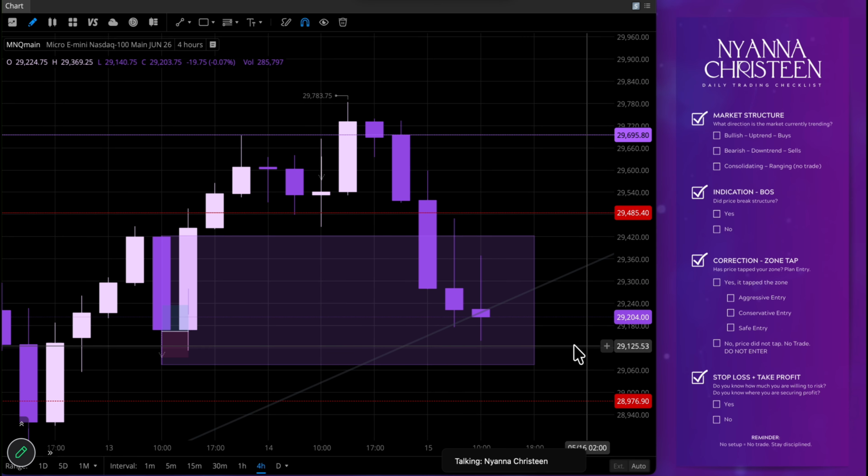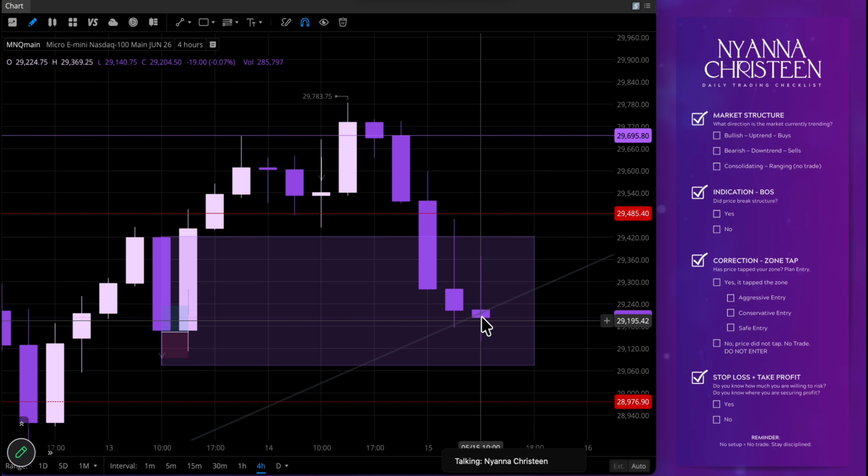But if price hits this trend line and decides to turn back around to go back up, I'll go for buys. So I haven't fully figured out what my bias is yet because of where price is. It's at a trend line. So this is like a super important, I guess you could say, day when it's near a trend line.